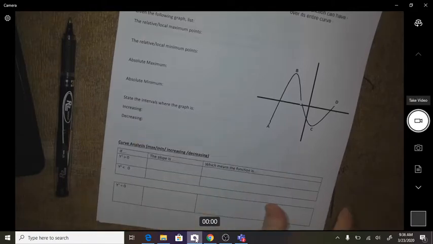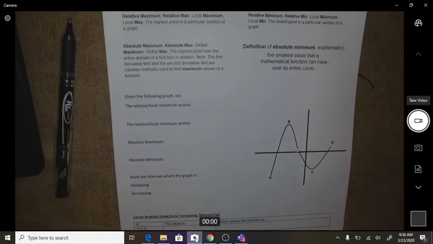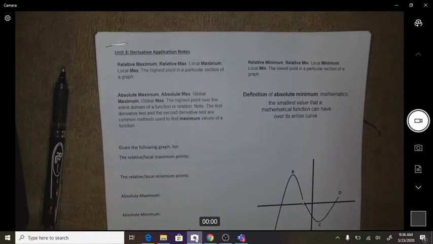Okay, today we're going to start the derivative application unit. So let's talk about these words. Relative max, relative min. That also could be known as a local max or min. It's just that you are going to be either higher or lower than the surrounding points.